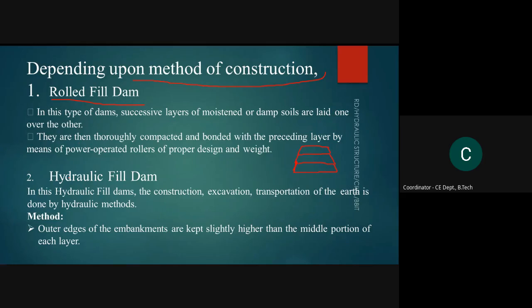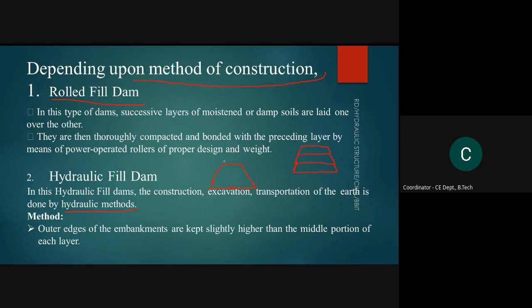Okay, so the next type of construction methodology is the hydraulic fill dam. In hydraulic fill dams, the excavation and transportation of the earth is done by hydraulic method. The outer edges of the embankment are slightly higher than the middle portion of each layer. So what happens, say this is the earthen dam embankment, what I'm talking about.